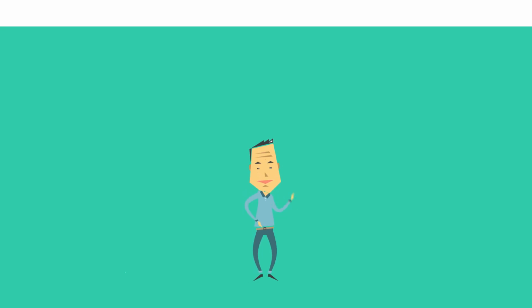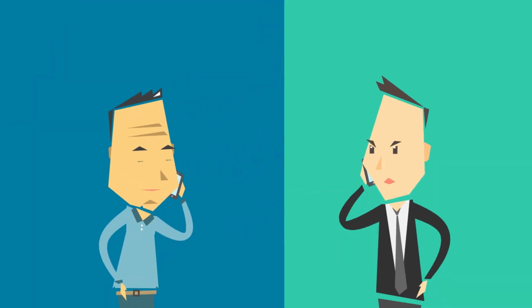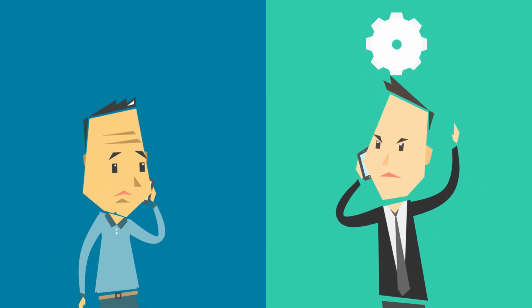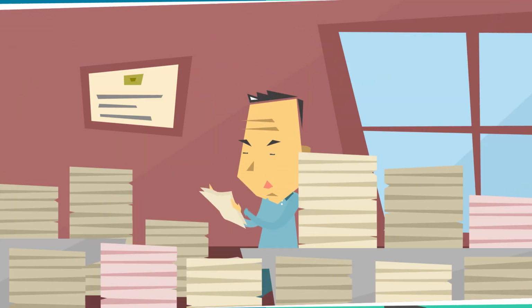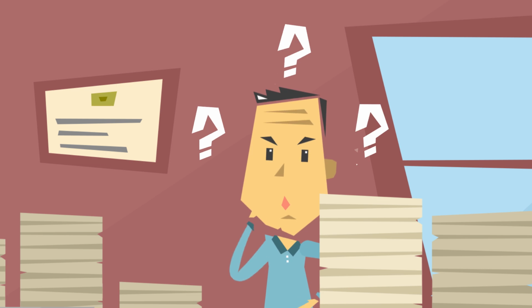This is Joe. Joe is a quality engineer in a manufacturing company. Joe's client calls up and requests a PPAP for their new widget before production can begin. The customer says the requirements are in their agreement. Joe reads the long list of requirements, but he isn't sure what these requirements demand.